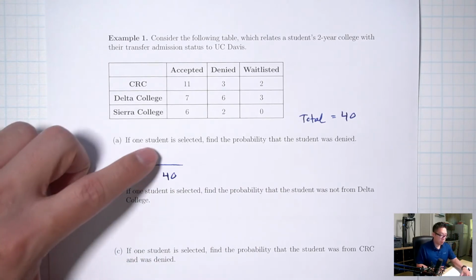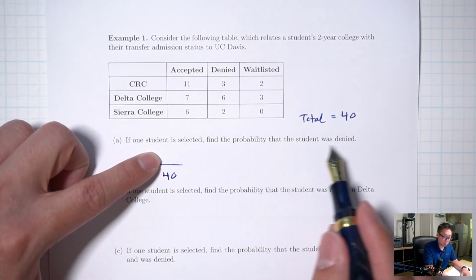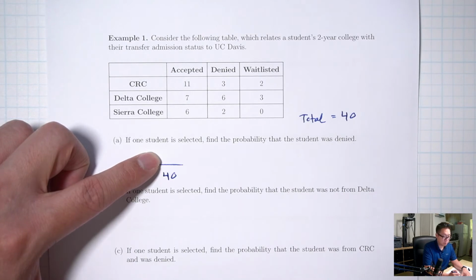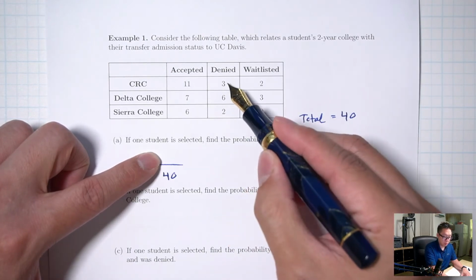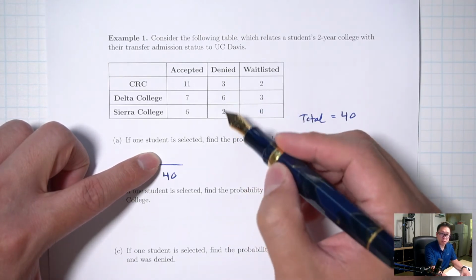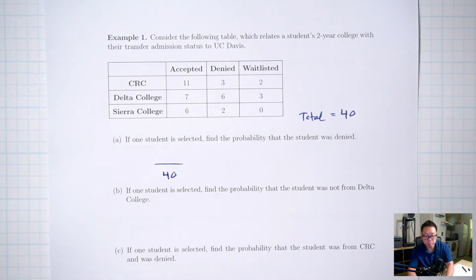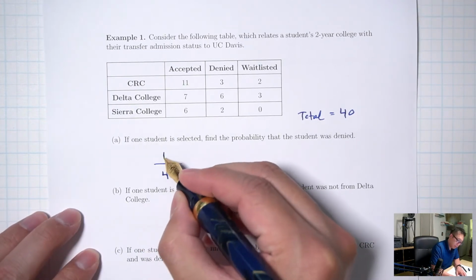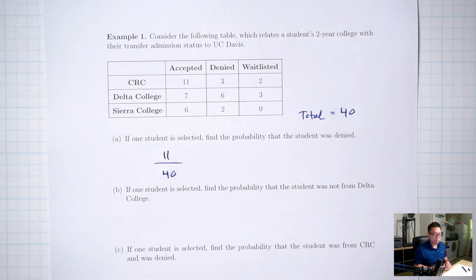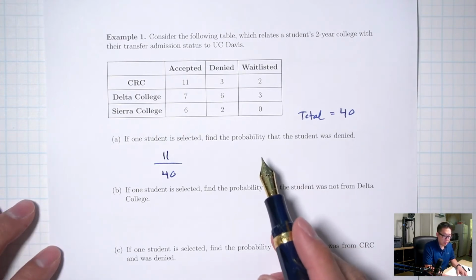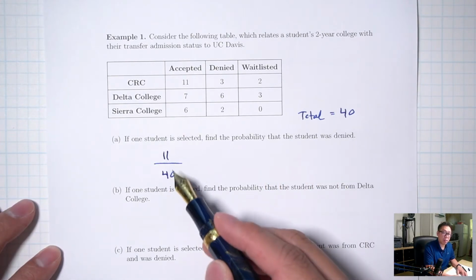For the top, we're talking about probability that the student was denied. So how many students were denied? That's these 3, these 6, and these 2. All of those students were denied. So 3 plus 6 plus 2, 11. And that's a probability. So probability of getting a student who was denied is 11 out of 40.